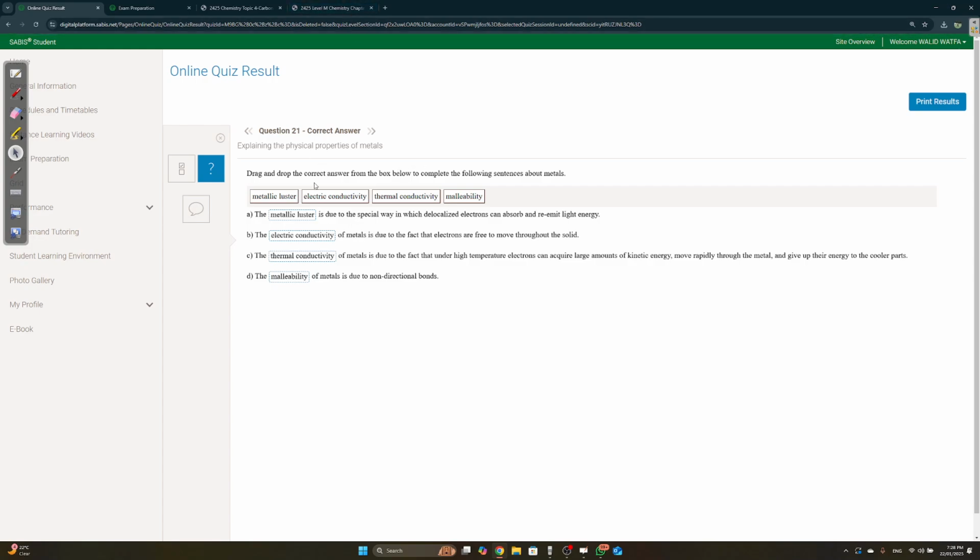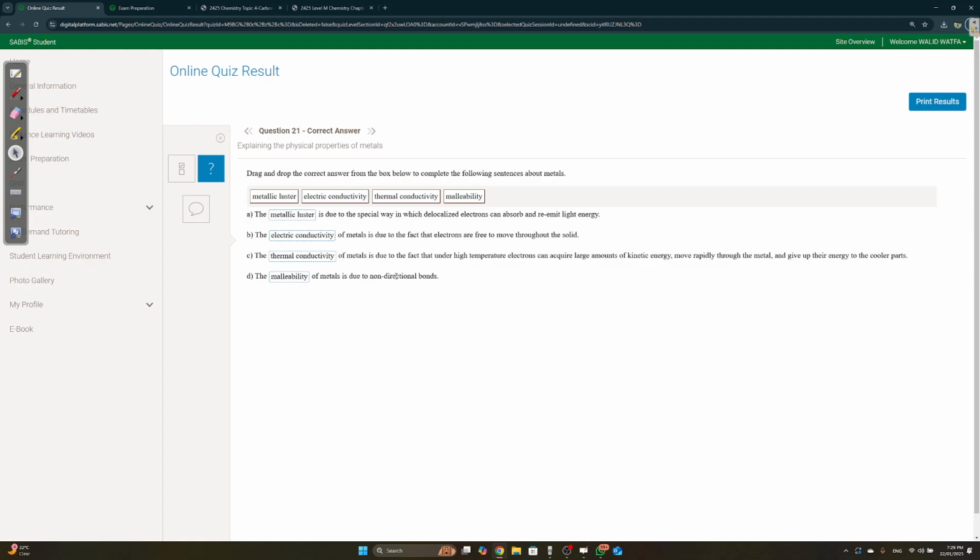Okay? And formulas. The something is due to the special way in which delocalized electrons can absorb and re-emit light energy. When you think light energy, think shine, luster. The conductivity is due to electrons. Anytime you see electrons, think conductivity. The thermal conductivity is due to the fact under temperature. Anytime you think temperature, you think thermal conductivity.